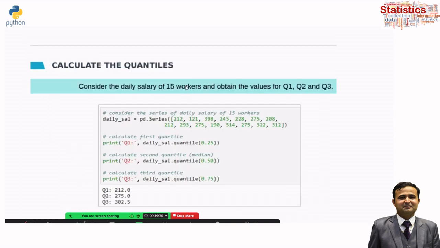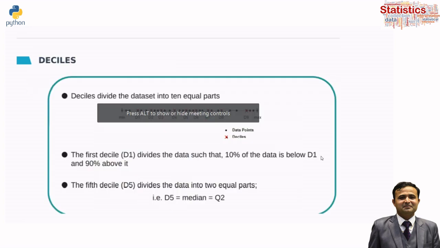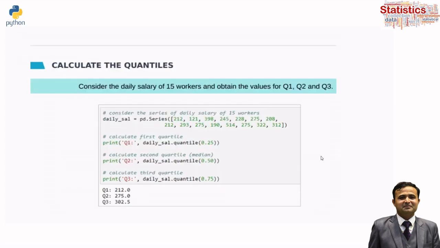Now see the practical. We have the data. Inside the data, if we want to create using pandas, we have the Series function. So quantile 25, 50 and 75. So it will be like 212. So 212 less than, there are 25% of data. 275 less than, there are 50% of data. 302.5. So we have 75% of data below this value.